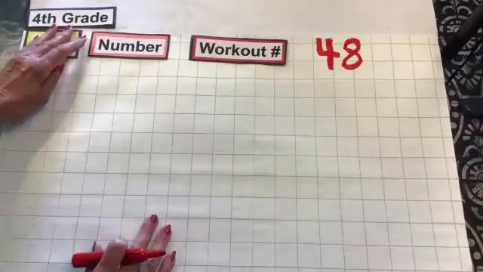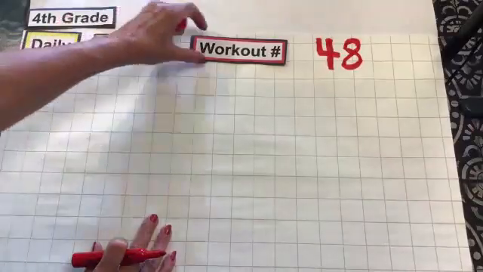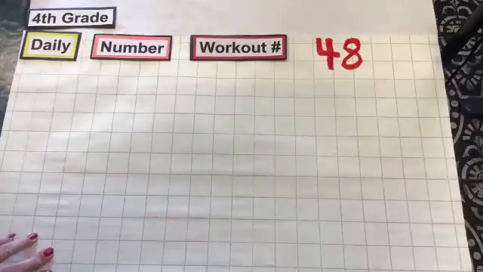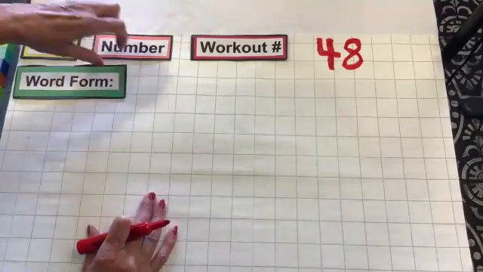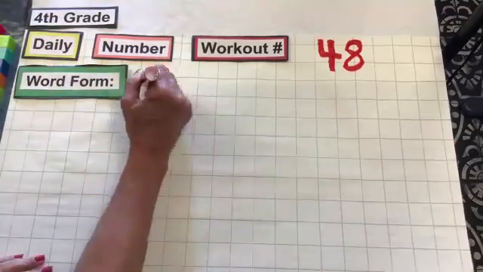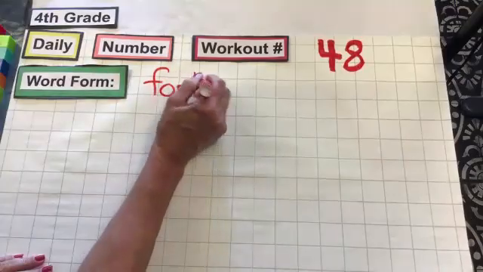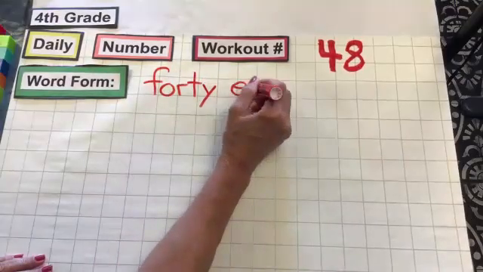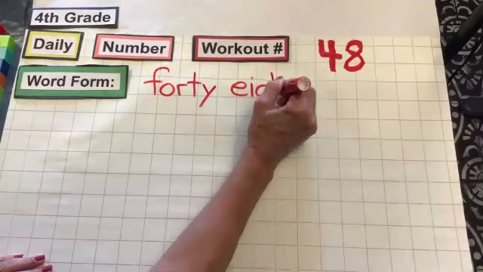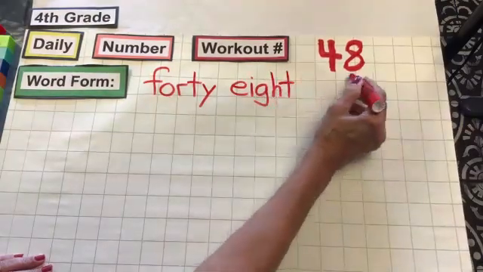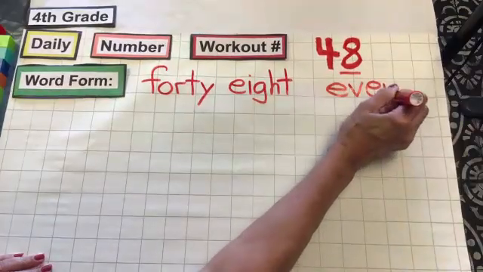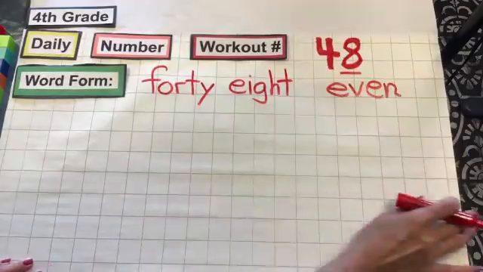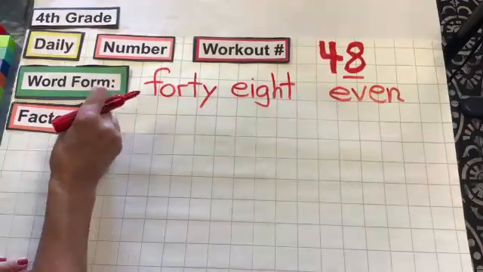Today is the number 48. So let's get started with the word form. $48. And because there's an 8 in the ones place, it is an even number. So let's go with our factors here.